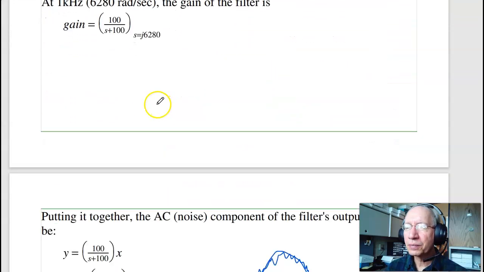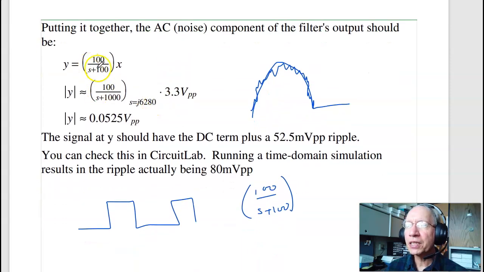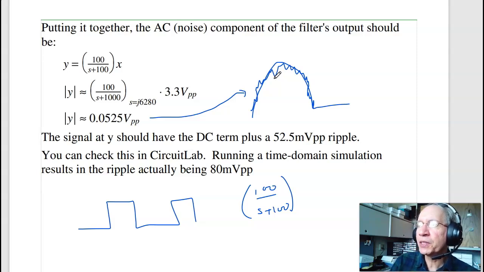If I do that, I can calculate the output. So if I calculate the output, here's the gain. Pretending this is a sine wave, 3.3 volts peak-to-peak at 1 kilohertz, I find the output is 52 millivolts. So what I should get is a half rectified sine wave with noise on it. The noise is the high frequency terms, the PWM that gets through the filter. That ought to be about 52 millivolts peak-to-peak. Now that's a back of the envelope calculation, what we typically do in electrical engineering. If you want to get more accurate, I need to look at the input being a square wave. Kind of a hard problem.